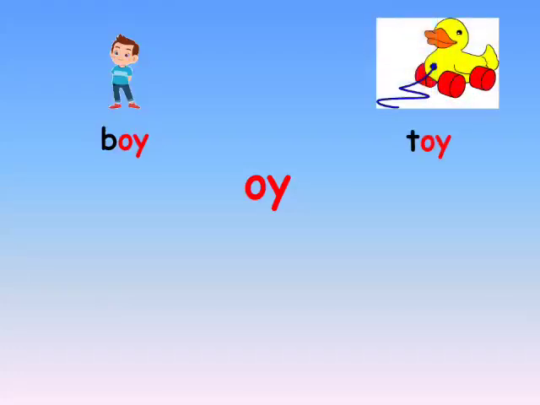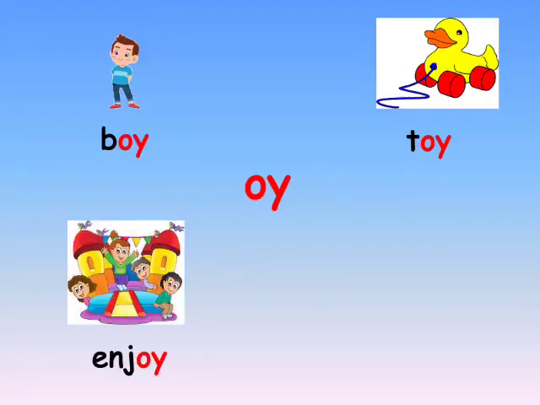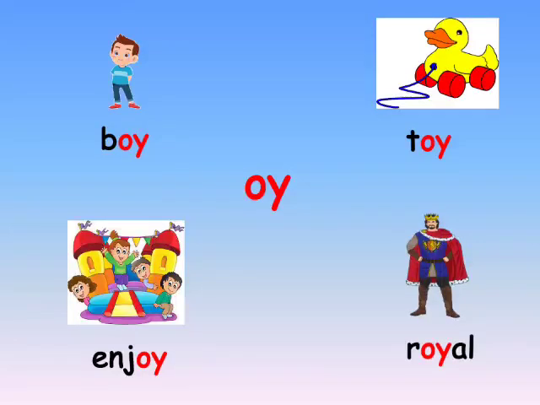OY sound words. OY sound. Who's this? Boy. Very good. Boy. Toy. You all love to play with toys, right? Enjoy. What are they doing? They're enjoying, right? So it is enjoy. Royal is a king. So is a royal.